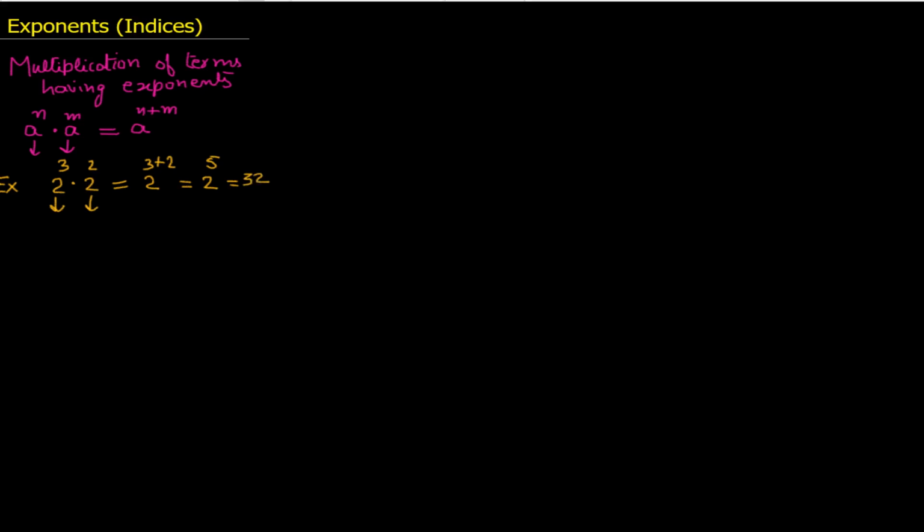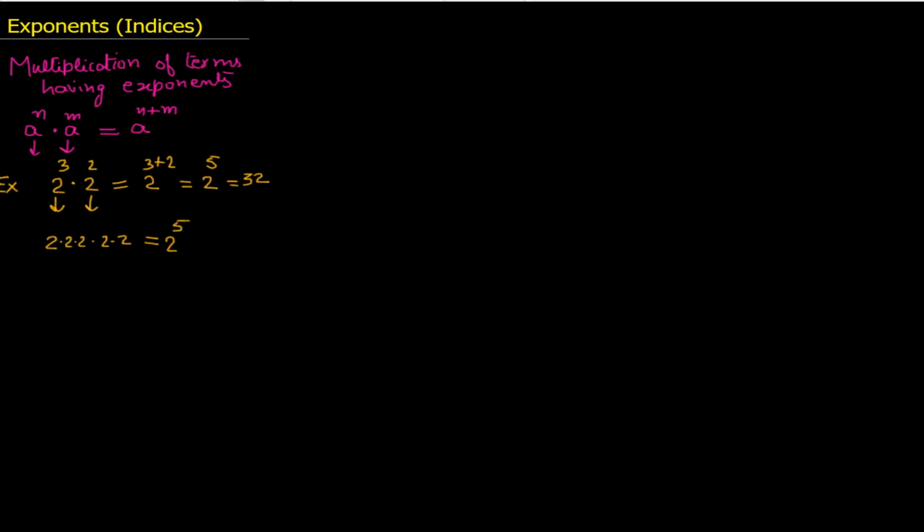So as you can see, only if the base is same, then we can just add the exponent. And for example, if we don't add the exponent, then what do we do? 2 raised to the power 3 is 2 multiplied by 2 multiplied by 2, and multiplied by 2 raised to the power 2 is 2 multiplied by 2. So this is equivalent to 2 raised to the power 5, because 2 is being multiplied 5 times, and according to the definition of the exponent, this is 2 raised to the power 5.